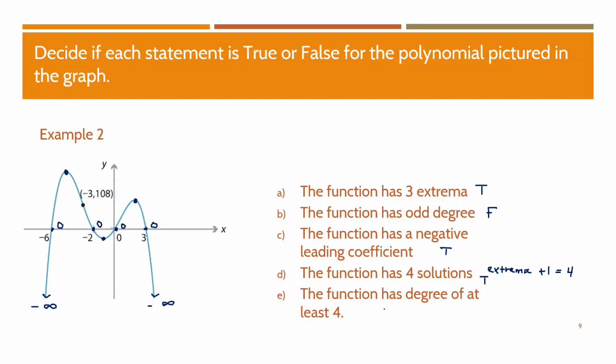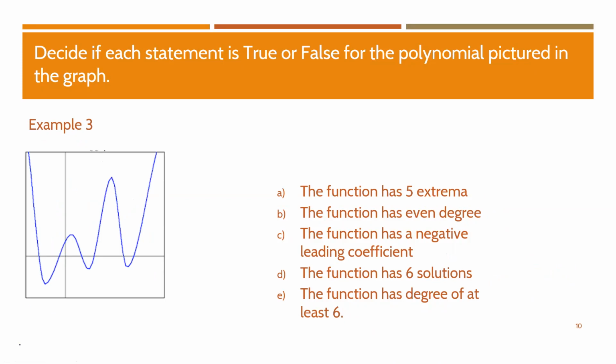And then letter E, the function has degree of at least 4. I'm also going to say that is true because the degree is the extrema plus 1, and the degree equals the solutions, and so we have these two equal. We have it work out with the extrema. And then this confirms for me letter B, because the degree of 4 is an even number, so the function having an odd degree is definitely a false statement. We're going to move to example 3. And again with this, I would love for you to pause the video and try these on your own, and then come back and check your work.